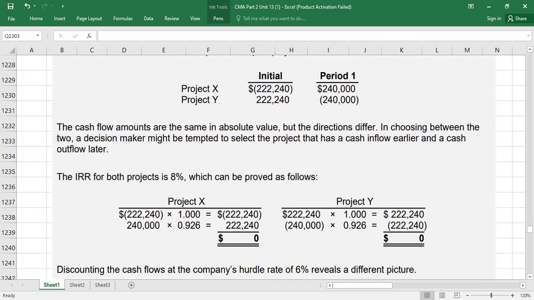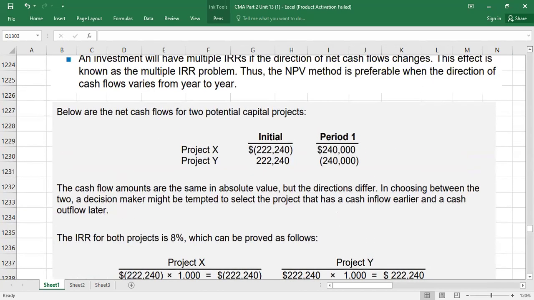Let's assume we have two projects here. Try to understand, I'm trying to explain with the help of an example. Whenever a project's cash flows are non-conventional, as I told you, IRR can mislead you. In that scenario, you have to give preference to the net present value.